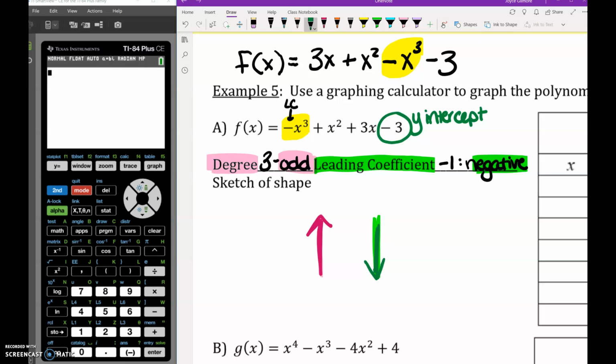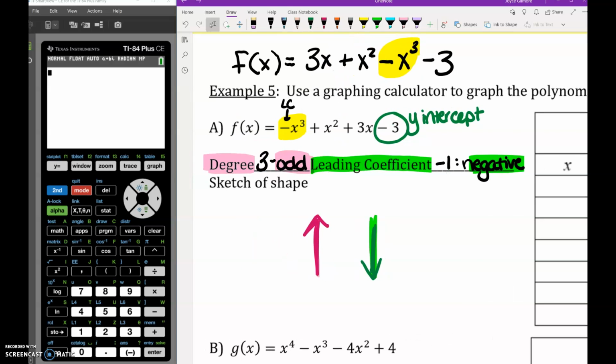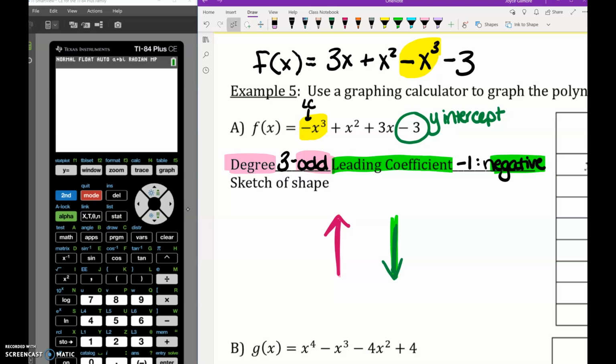So for this particular problem, on your online assignment, you would be looking for the graph where the left side is up, the right side is down, and it crosses through the y-axis at -3. If you actually needed to graph this, and we're going to do this because it's helpful to see the picture, let's remember how to graph using the graphing calculator. Where should we go first? Y equals. Clear out anything that's in there.